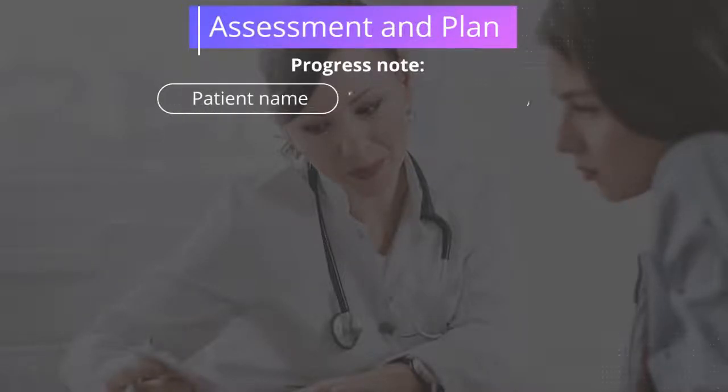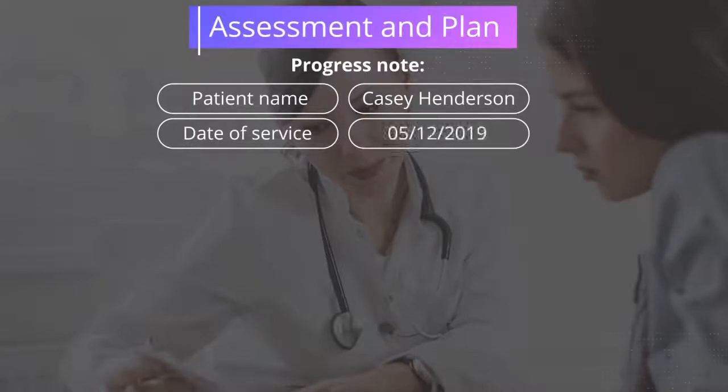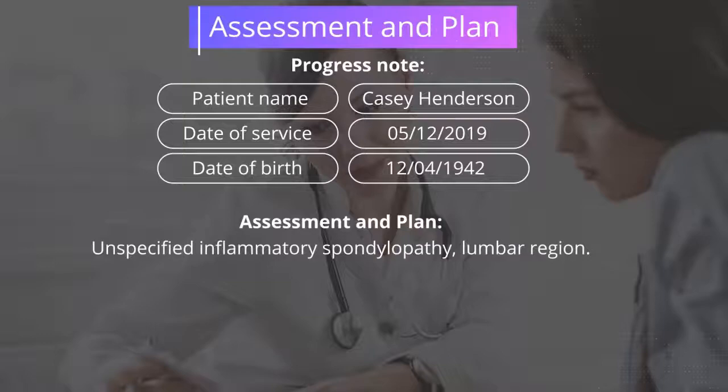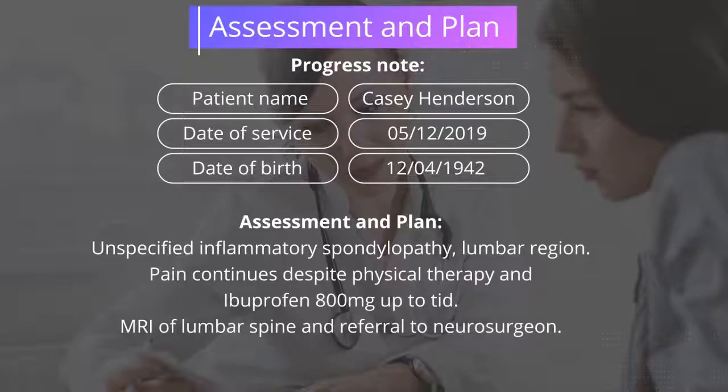Patient name: Casey Henderson. Date of service: May 12, 2019. Date of birth: December 4, 1942. Assessment and plan: Unspecified inflammatory spondylopathy, lumbar region. Pain continues despite physical therapy and ibuprofen 800 mg up to TID. MRI of lumbar spine and referral to neurosurgeon. Return to office in 3 months.